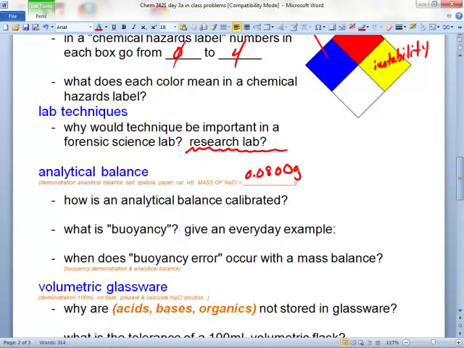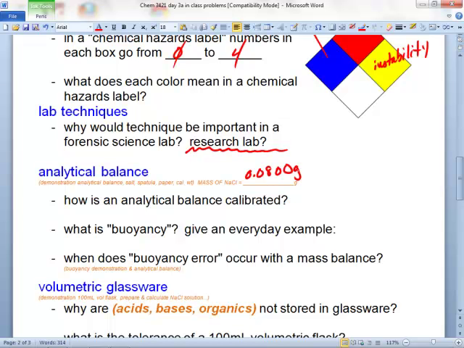Is this balance calibrated? No, it's not. It's close. 99.9983. So I mean, it could be better, right? But it's pretty close. So we should probably push the cal button and fix all that. Anyway, I should probably do that for our balances.